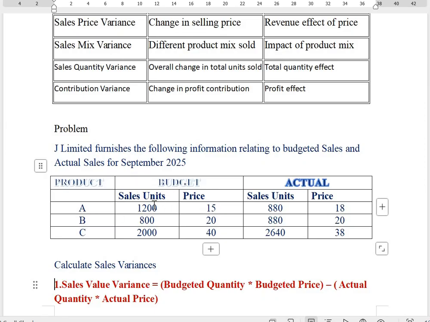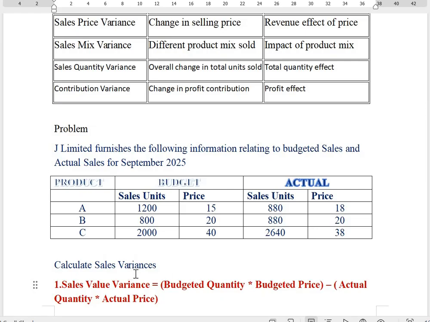For budgeted sales, we are given the budgeted quantity per unit and the budgeted selling price per unit. Similarly, we are given the actual quantity sold and the actual selling price in this column.